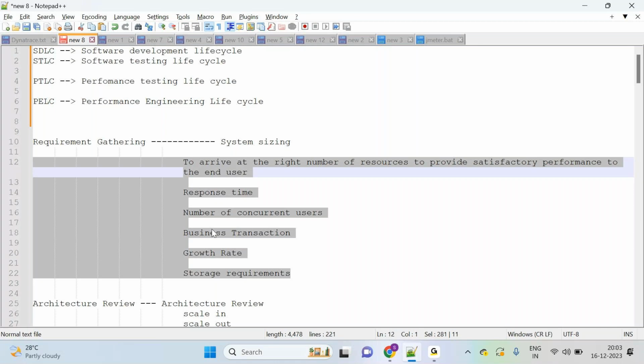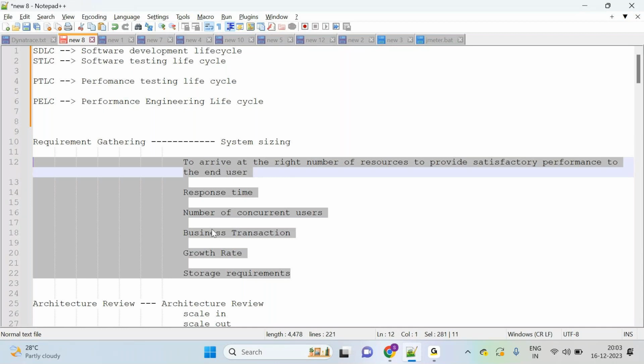That is the reason in the early stage, similar to developers, what will they do? Developers do the requirement gathering. Performance engineers also do the requirement gathering. That is the first layer. In the first layer, they are doing the requirement gathering. The requirement can be of any form: response time related, concurrent user related, business transaction related, growth related, storage related, whatever. That is what they do in the requirement gathering phase.